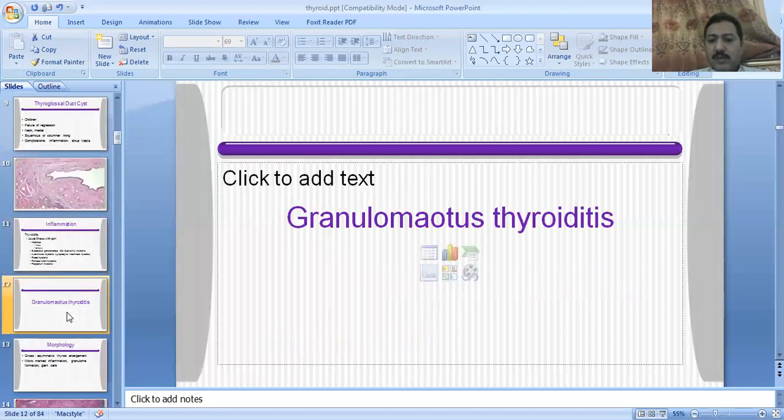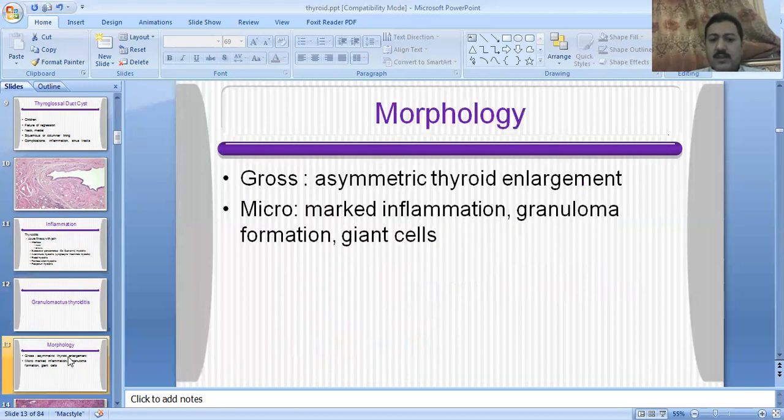The first one is granulomatous thyroiditis. As its name indicates, there will be granuloma formation in the inflammatory process of the thyroid. That's why it is called granulomatous thyroiditis. Now the term morphology comes in. Morphology means the gross and microscopic appearance of the tissue or organ. By gross we mean what we see with our naked eyes, and by microscopy we mean when we see the processes or cells under microscopic examination. So morphology is the combination of gross appearance and microscopic appearance.